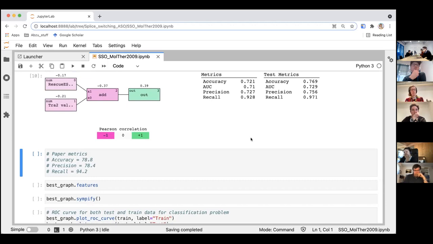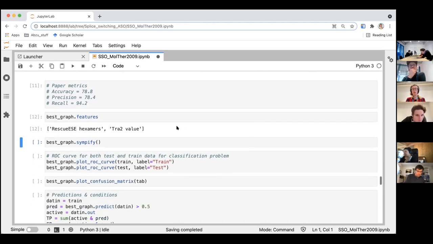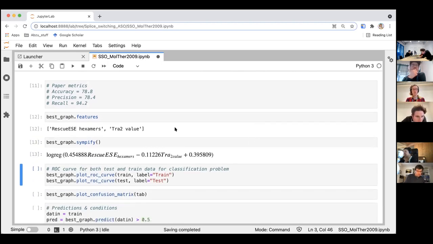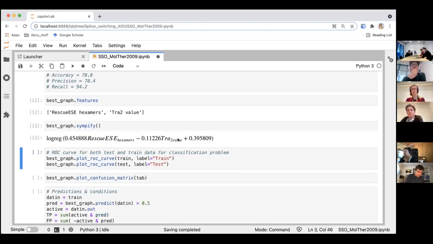So now we have a simple model. The QLattice has pinned down the two factors that were also shown to be important in the paper. And the neat thing is that we have two features, so we can write it up as a simple mathematical equation. Because it's a classification, we have this logistic regression function.